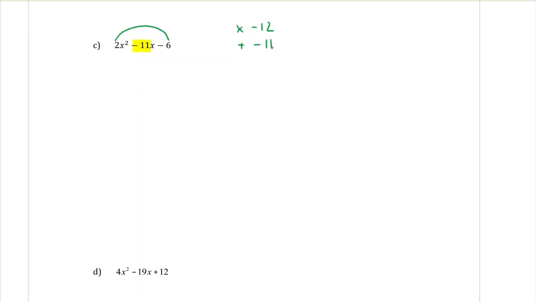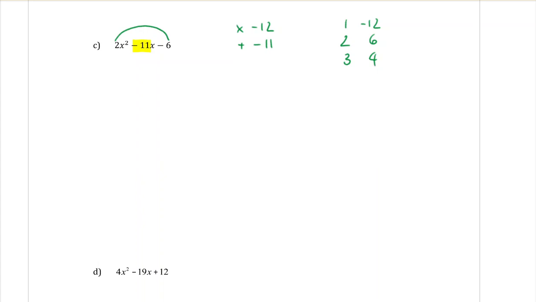So have a think about it. Start with the 12. The things that times to give 12 are 1 times 12, 2 times 6, or 3 times 4. They are my possibilities. I also know that because this number is negative, how many of these need to be negative? Just one of them. And because the 11 is negative, which one is the one that's negative, the big one or the small one? The big one needs to be negative.